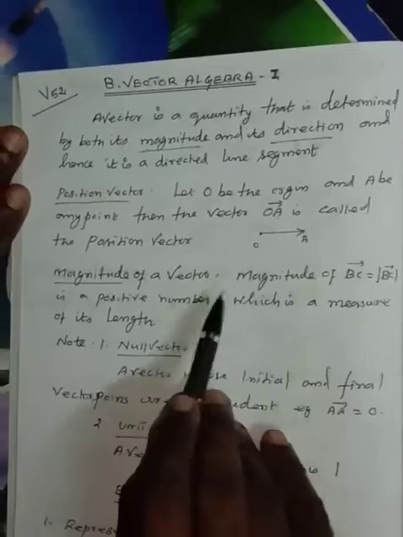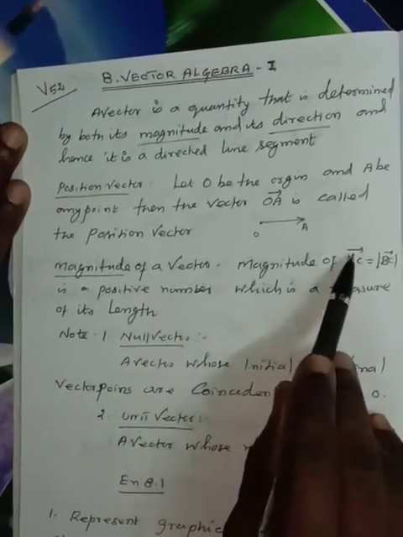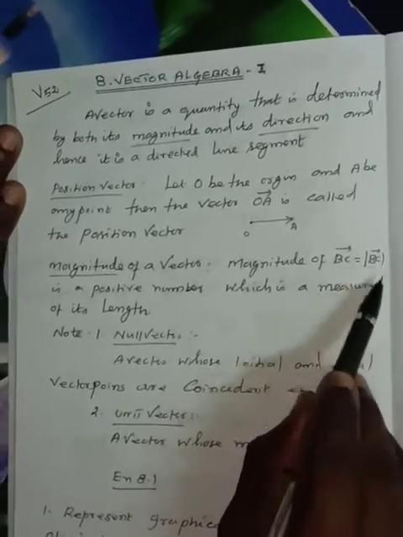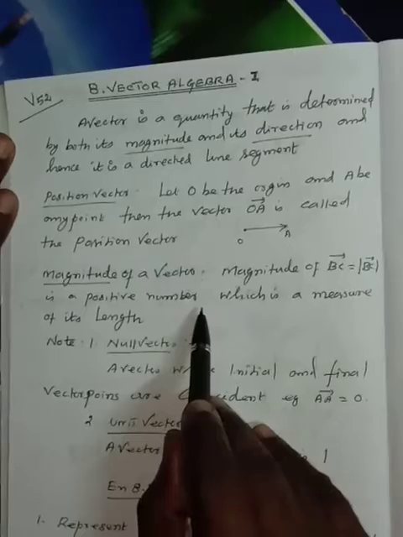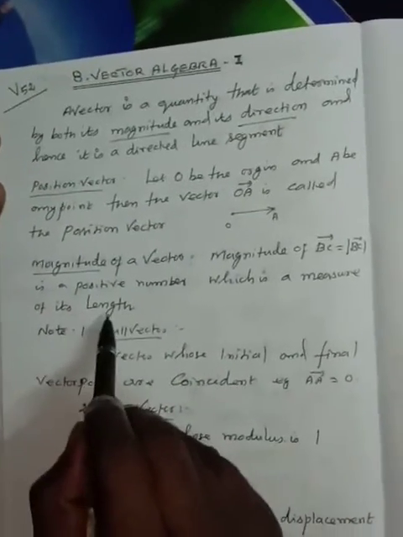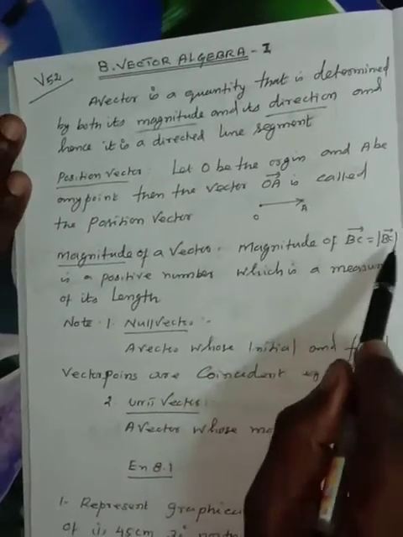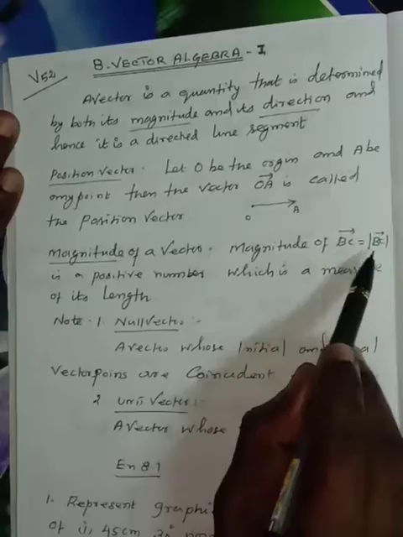Next, the magnitude of a vector. The magnitude of vector BC, with the symbol |BC|, is a positive number which is a measure of its length. This is a number only, which is measured by the length.